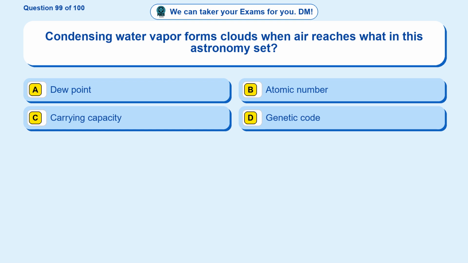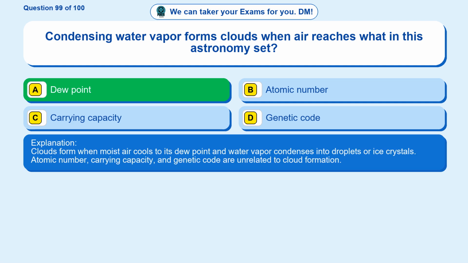Question 99. Condensing water vapor forms clouds when air reaches what in this astronomy set? Option A, dew point. Option B, atomic number. Option C, carrying capacity. Option D, genetic code. The correct answer is option A, dew point. Clouds form when moist air cools to its dew point and water vapor condenses into droplets or ice crystals. Atomic number, carrying capacity, and genetic code are unrelated to cloud formation.